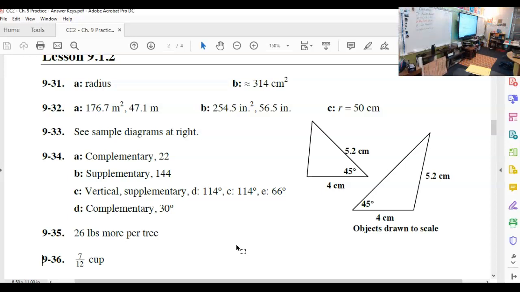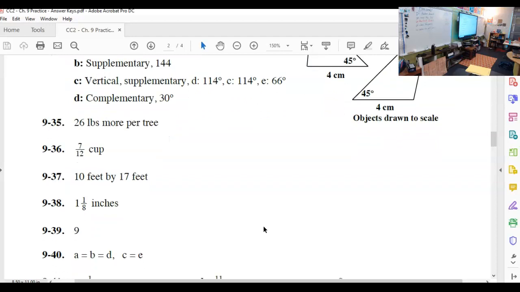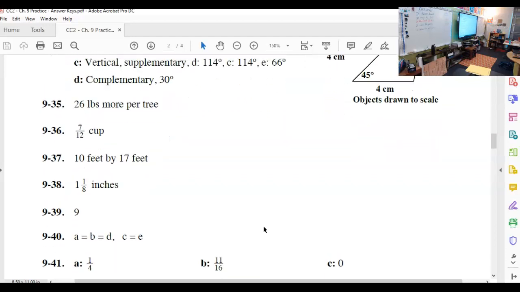Complementary, add up to 90. Supplementary, add up to 180. Vertical are always opposite each other and equal. Right? So like across from each other, opposite from each other, whatever you want to say. Any questions?